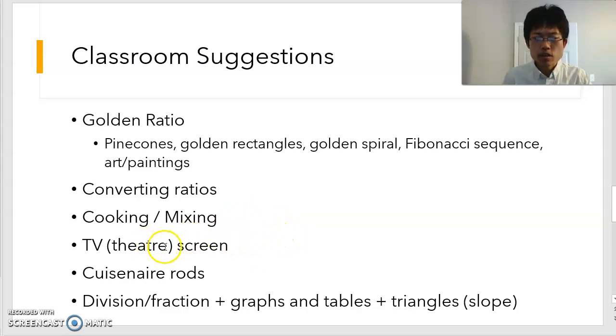TV and screen, or theater screen. If you want to talk about aspect ratios, you can do that in here. Cuisenaire rods, I'll share this later.